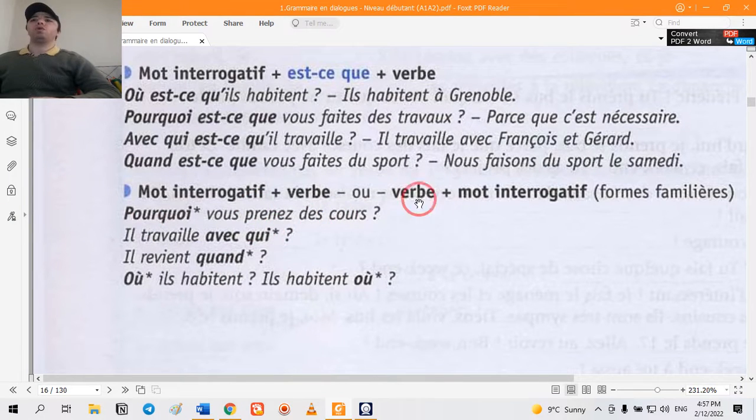Now you know all, guys. You must write all the types and tell them in your mind to have mastery of these three formats of questioning. Il travaille avec qui? You can say avec qui il travaille. He works with who? Or who does he work with? This is with intonation. You can say this with est-ce: avec qui est-ce qu'il travaille? Or you can say with inversion: avec qui travaille-t-il?